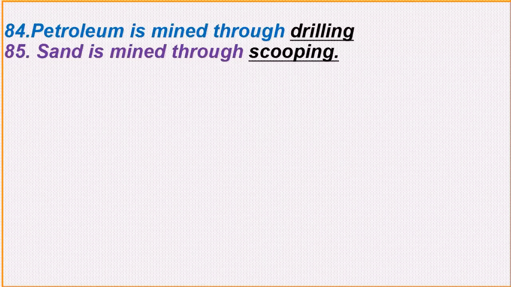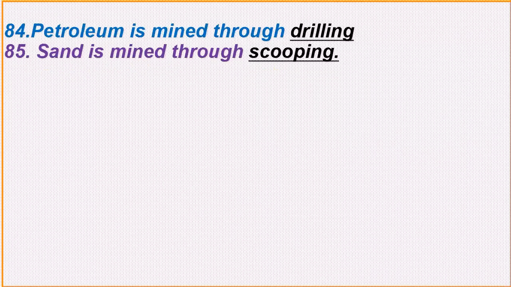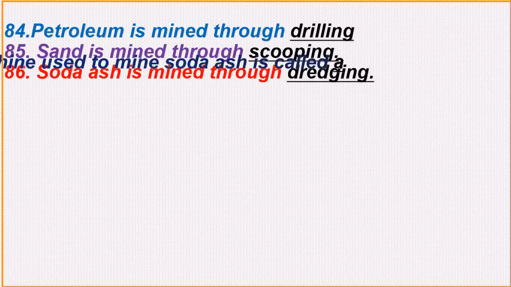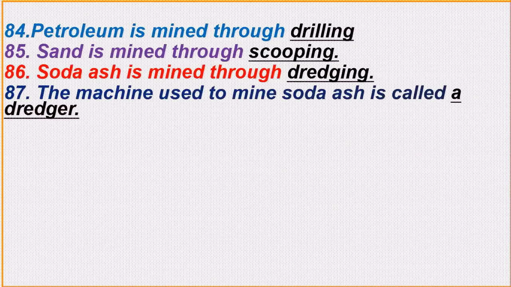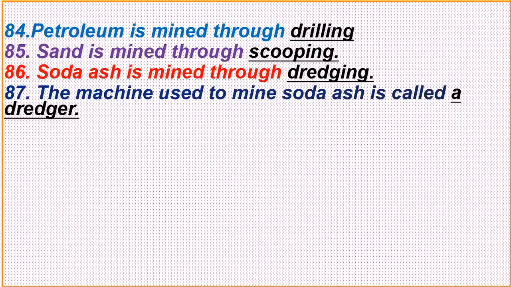Number 86. Soda ash is mined through... the answer should be the dredging method. Number 87. The machine used to mine soda ash is called a dredger.